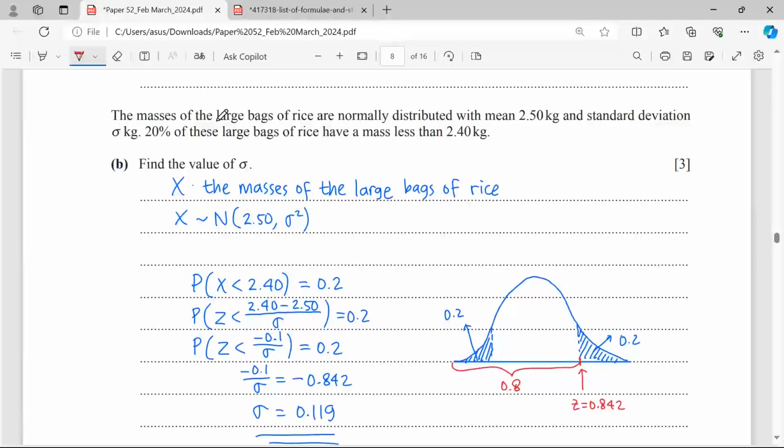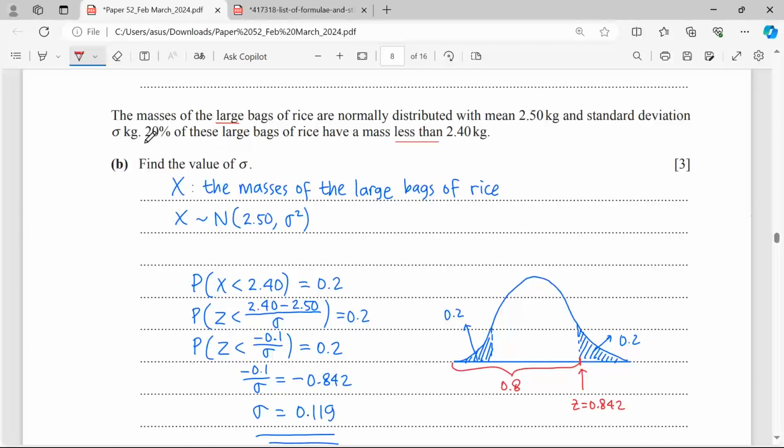The masses of the large bags of rice are normally distributed with mean 2.50 kilogram and standard deviation sigma kilogram. 20% of these large bags of rice have a mass less than 2.40 kilogram. For part B, find the value of sigma. We can define x to be the masses of the large bags of rice, and now x has a normal distribution with mean 2.50 and variance sigma squared. We don't know yet what sigma is, and that's our question actually. We would like to find the value of sigma.